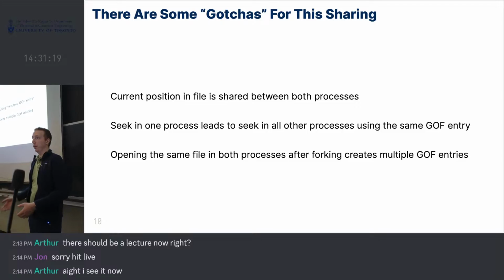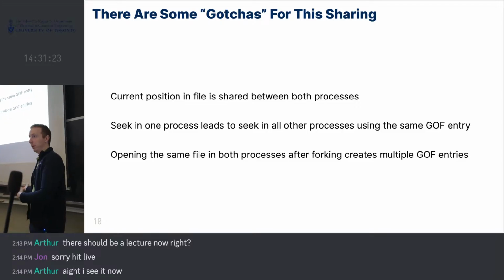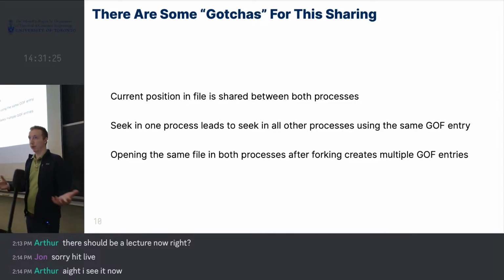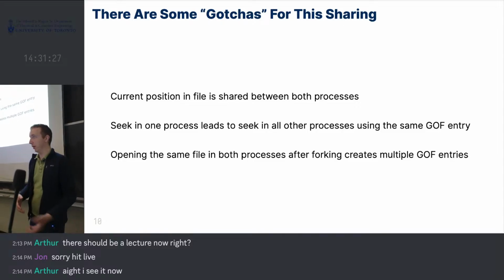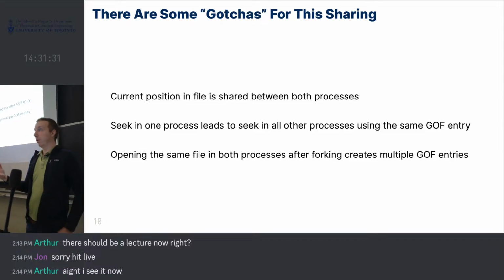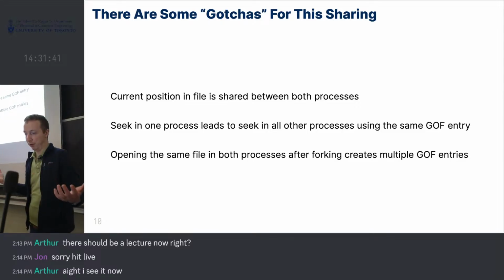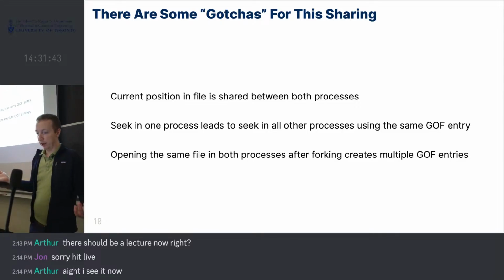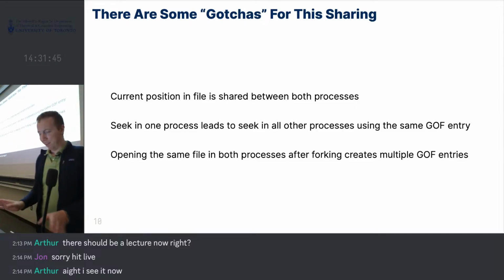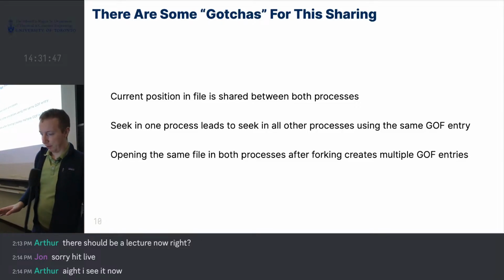Since that position's shared, if you do an lseek system call that changes the position, well, guess what? Since you're sharing the same entry, if you change the position, it would also change the position in the other process, because you're sharing the exact same entry. So you could fork, and then one of your processes could set the position to the very end of the file, and the other process might not know of it and would just assume that the file is empty. So sometimes you may or may not want this.